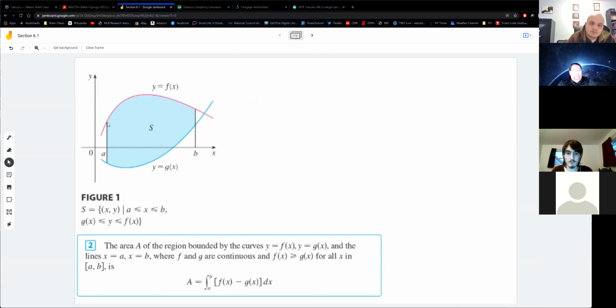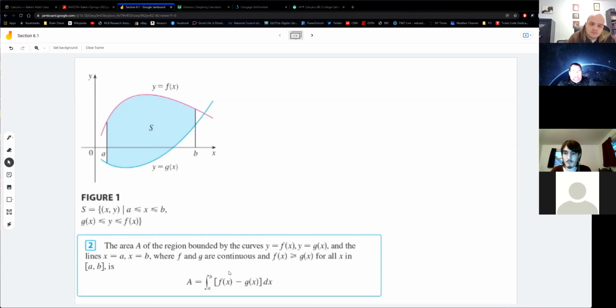Now, in this case, they gave you a and b, so they're looking at it between those two start and end points. Those start and end points can be anywhere. A lot of times, you're looking at where they cross, so it'd be this point right here and the point over here, which they don't show you. But the concept works the exact same way. It's really just subtract the two functions and find the integral of that new function.